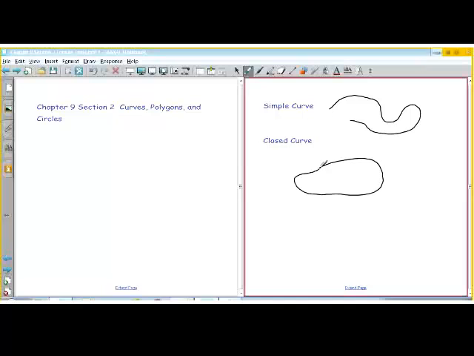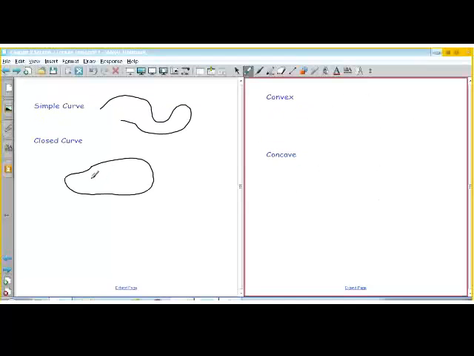A closed curve would just be the same kind of thing, except you come back and the ends meet, so that looks kind of like a shoe, maybe like a slipper. Okay, so that's a closed curve. That's a simple curve.